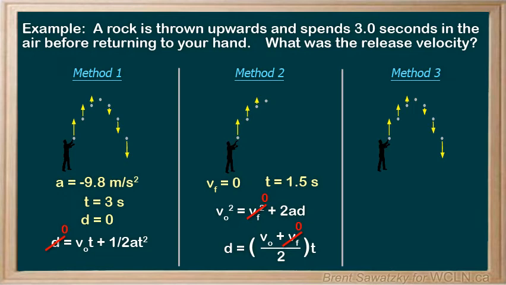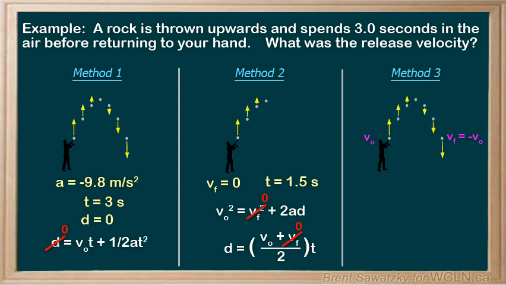So, if the rock is thrown up at 5 meters per second, let's say, then it might be 4 meters per second here, and maybe 2 meters per second here, and then 0, of course, at the top here. Now, with the same acceleration, we'd be seeing negative 2 meters per second here, then negative 4 meters per second here, and back to negative 5 meters per second here, at the hand level. Note the symmetry?